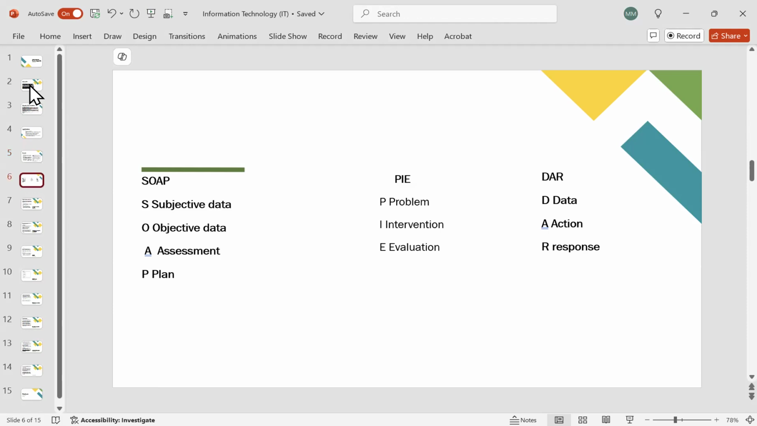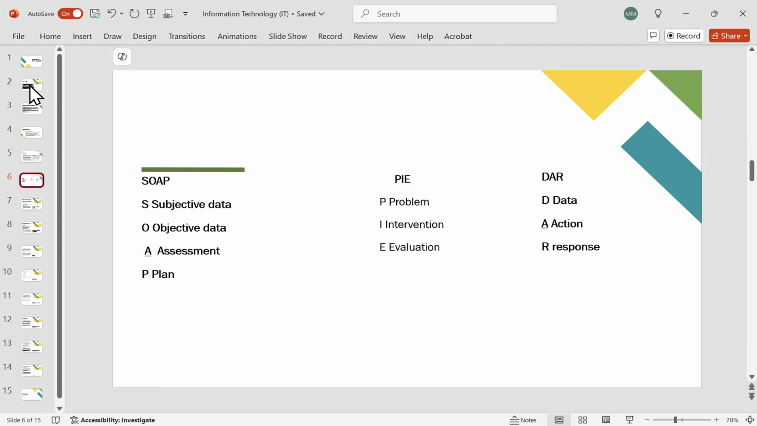So what is a SOAP versus a PIE versus a DAR? SOAP is the most common nursing note. The S stands for subjective data, the O is objective data, the A is your assessment, and the P is the plan. And it's written just like that. What did the patient tell you? What did you observe? Vital signs, basic assessment, and what are you going to do? What's your plan for this patient? What does this patient need?